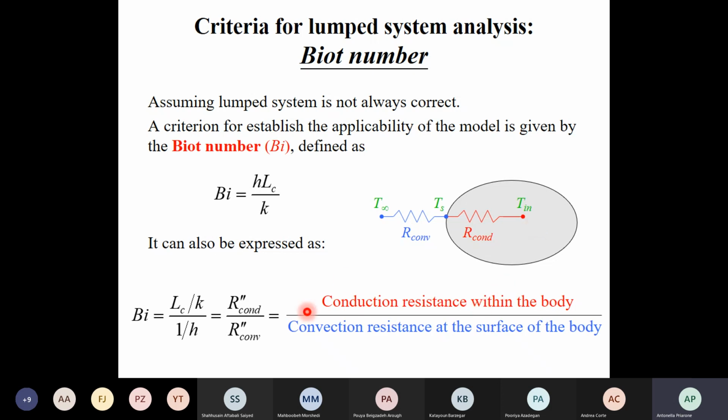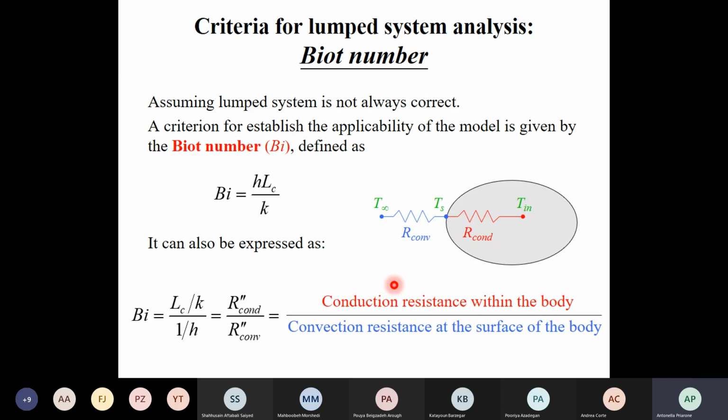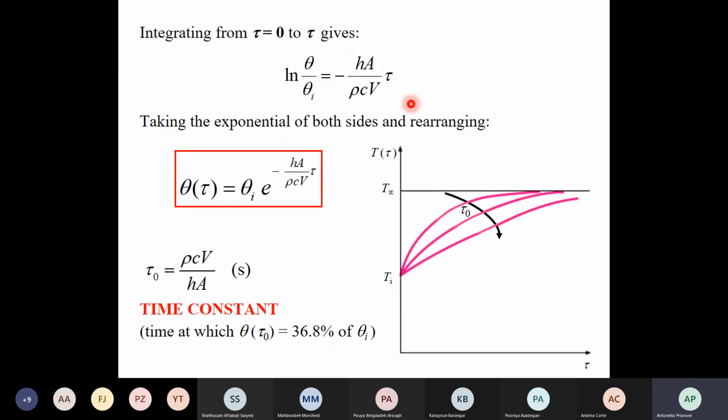So, but how low must be this value of the Biot number? The criterion is Biot number less than 0.1. If the Biot number is less than 0.1, it means that the internal conductive resistance is sufficiently lower than the convective external one. That means that the temperature field inside the body is nearly uniform, nearly at the same temperature. That means that I can apply the solution obtained for the lumped system. Is it okay?